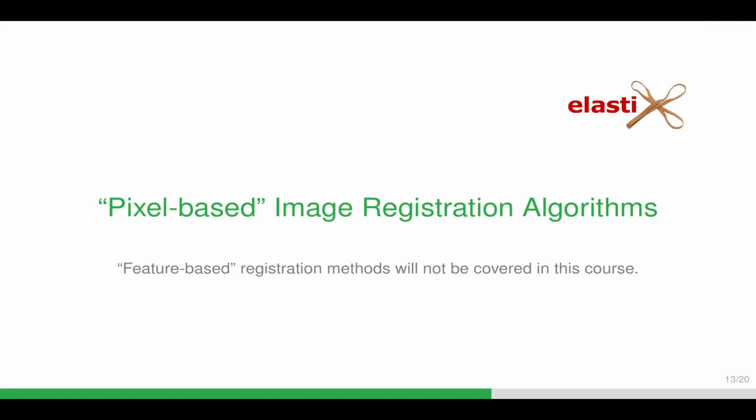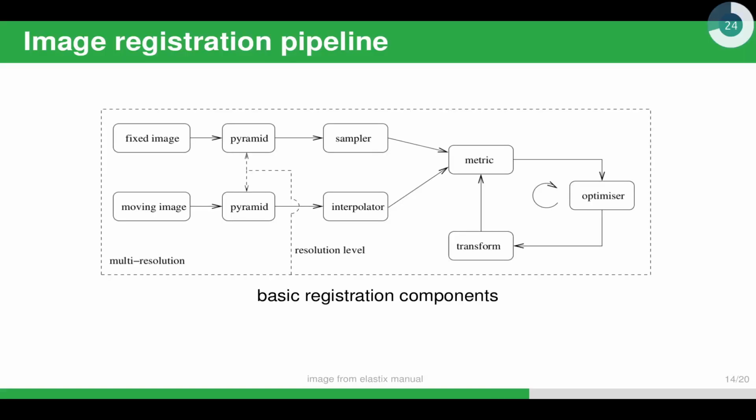Finally, we're going to go through some details of image registration algorithms, specifically pixel-based image registration algorithms, and we're going to use a nice package called Elastix in the practical section, and that's just one of many very good image registration packages. What we won't be covering in this course are feature-based registration methods, but it's good to know that they exist in case you come across a problem that needs them, and you find that pixel-based methods don't work well. Here is an outline of the image registration pipeline.